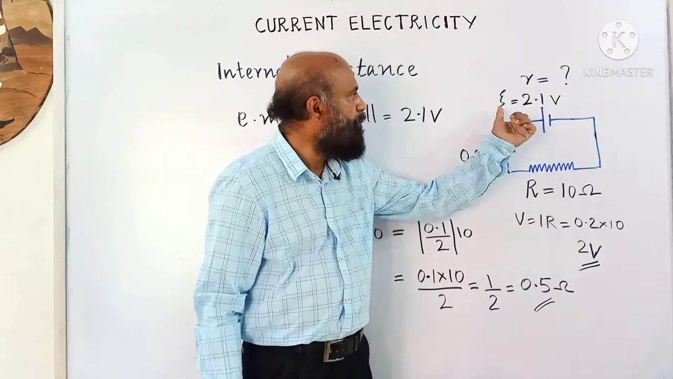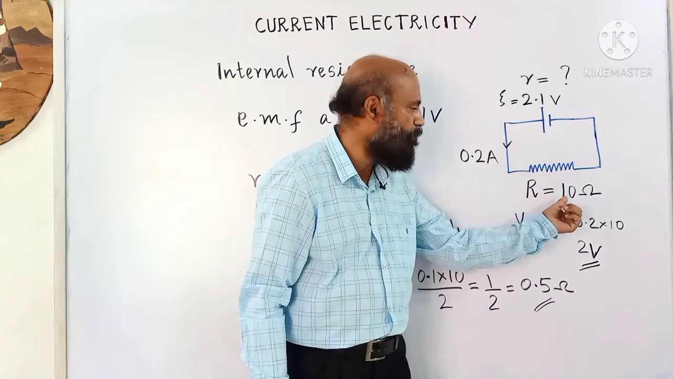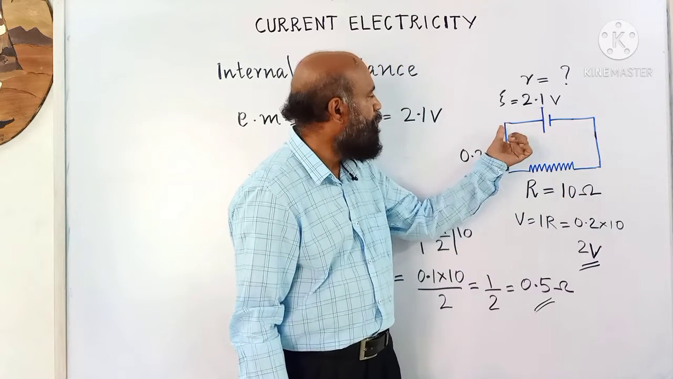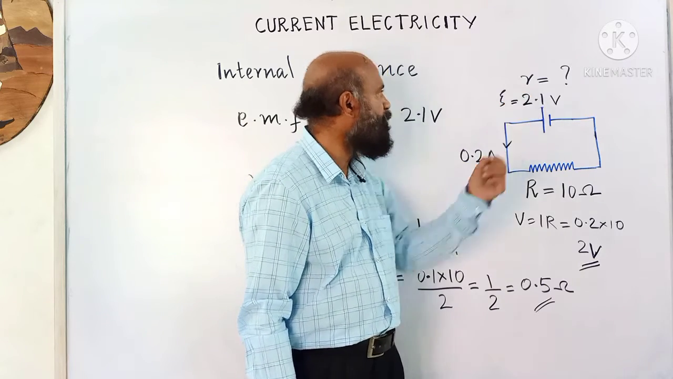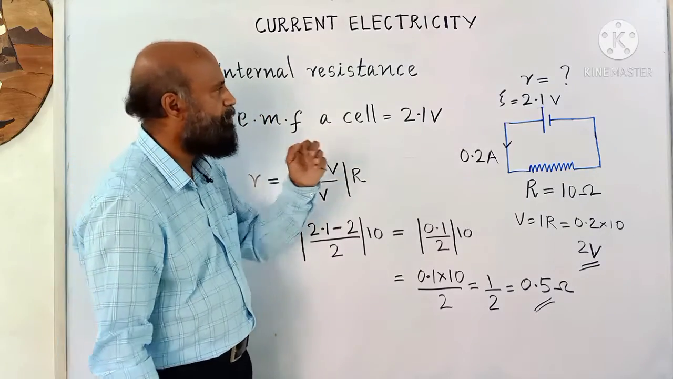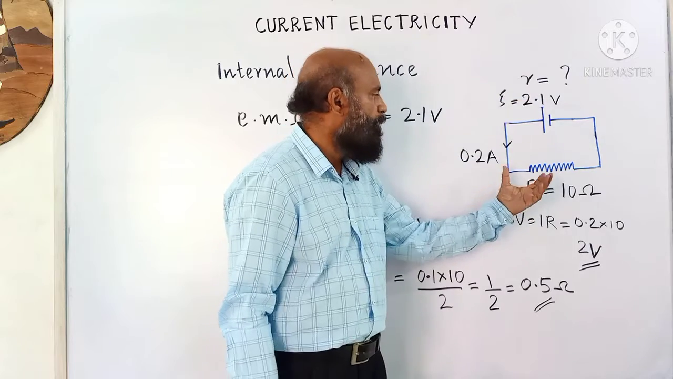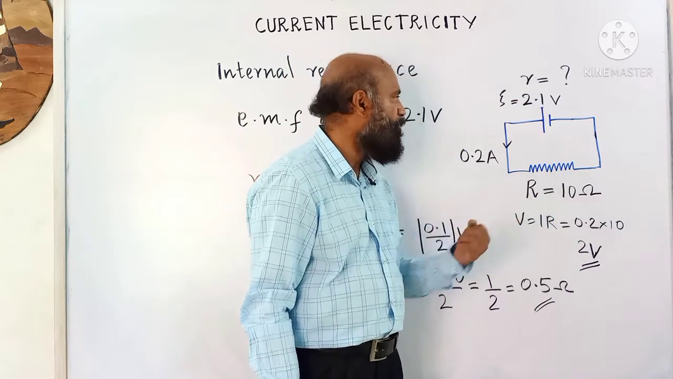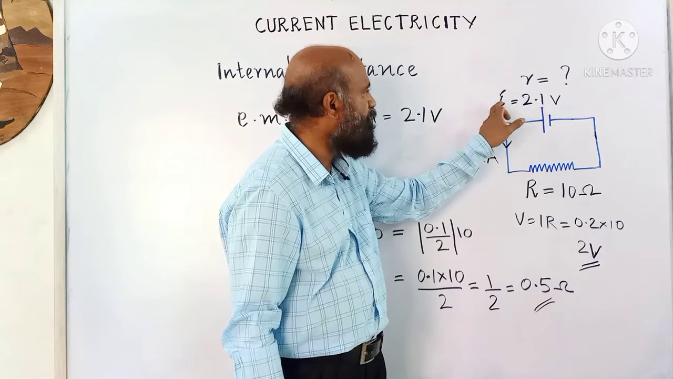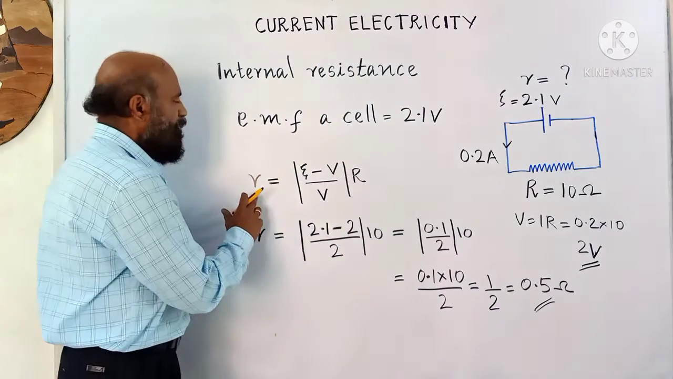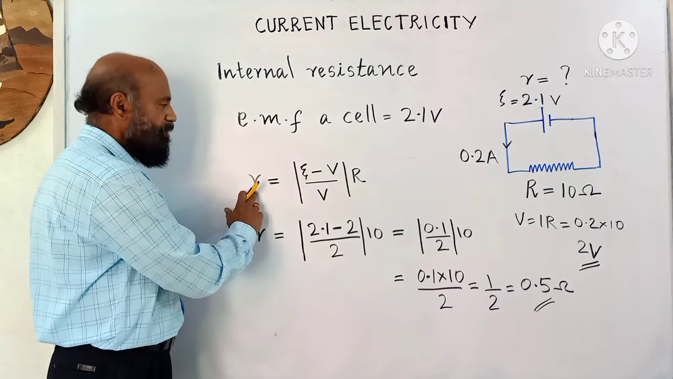A cell of EMF 2.1 volt is connected across a resistance of 10 ohm. The current in the circuit is 0.2 ampere. We have to find the internal resistance of the cell. Internal resistance of the cell is represented by small r, external resistance by capital R. Then EMF of the cell is represented by psi, Greek letter. Then this is the relation for internal resistance of the cell.